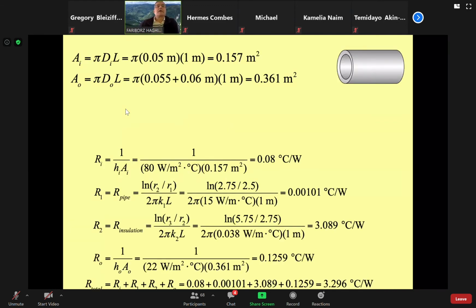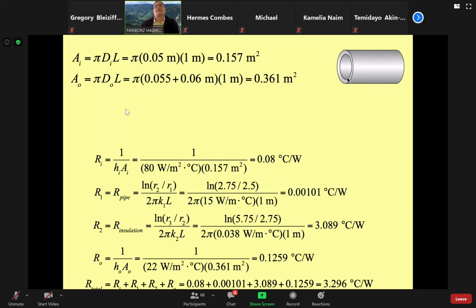Before we calculate, the interior pipe here is 2 pi R or pi D. Therefore, we know the radius of the inside. We assume the length is 1. And this becomes the surface area for the inside. This is the surface area for the inside, okay?